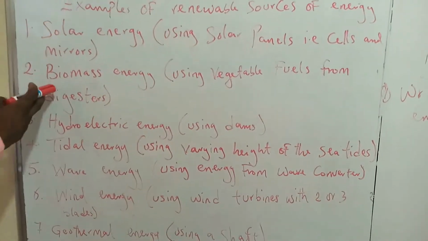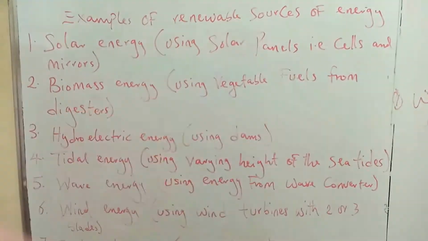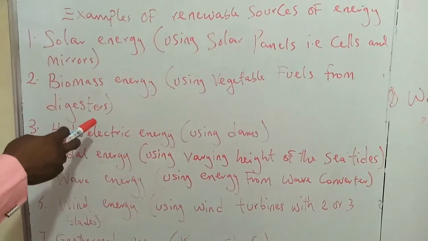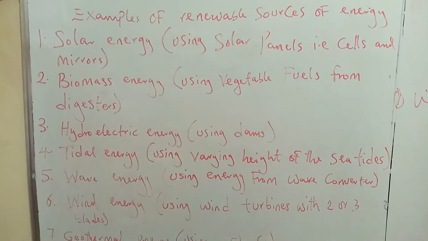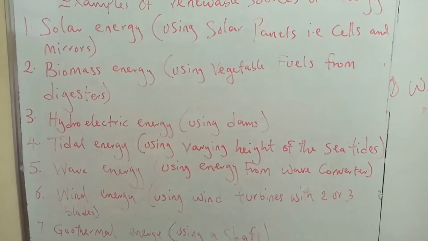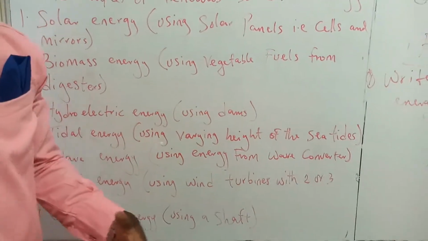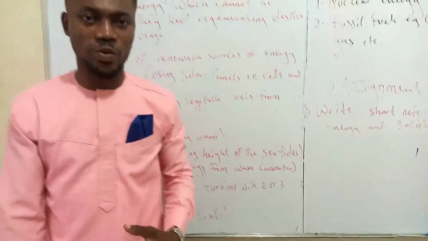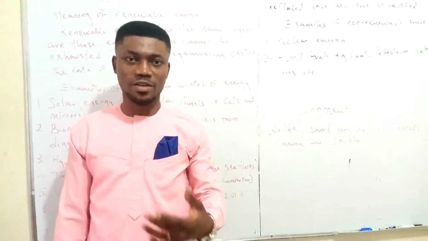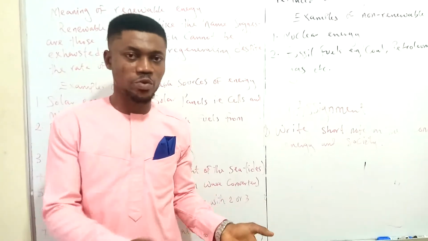Okay, we also have biomass energy, using vegetable fuel from digesters. We also have hydroelectric energy, using dams. You know what hydroelectric energy has to do with? Using turbines, like the one we have now in Nigeria in Kainji Dam.